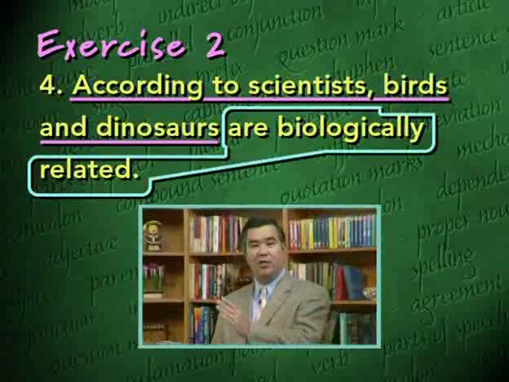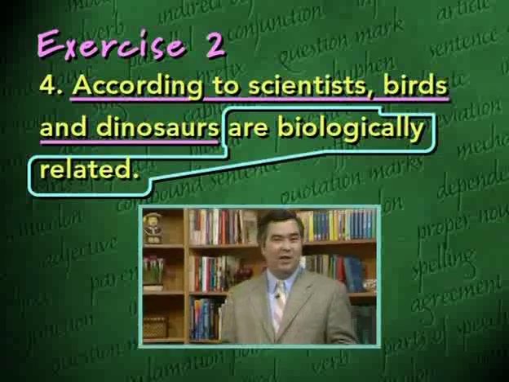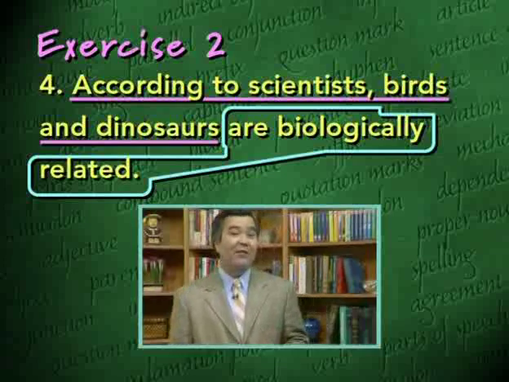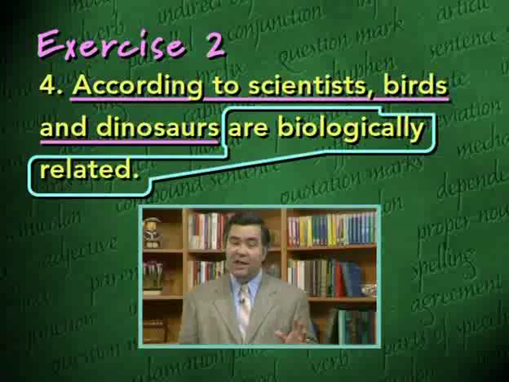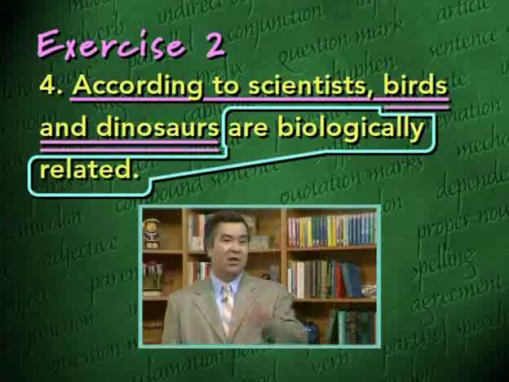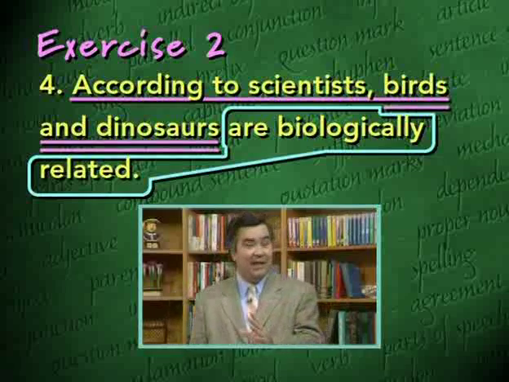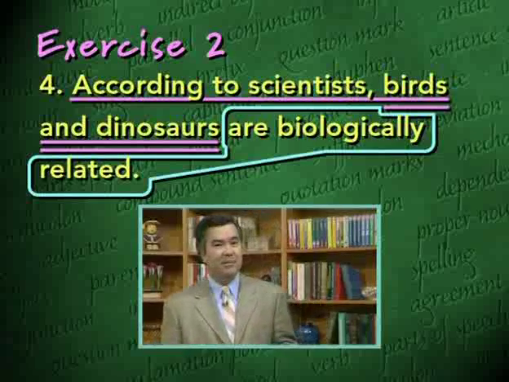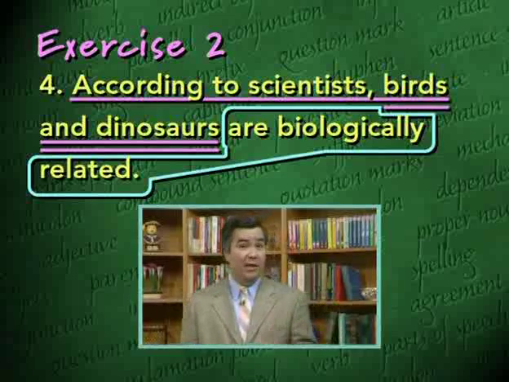Are biologically related. Now let's go back to the subject. What's the simple subject here? Do you notice anything unusual about it? In this case, we have a compound subject because there are two subjects, both equally important, connected by the word and. Birds and dinosaurs. So those two words together, with the word and connecting them, make up the simple subject in this particular sentence.